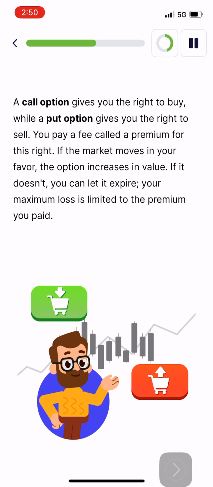If the market moves in your favor, the option increases in value. If it doesn't, you can let it expire. Your maximum loss is limited to the premium you paid.